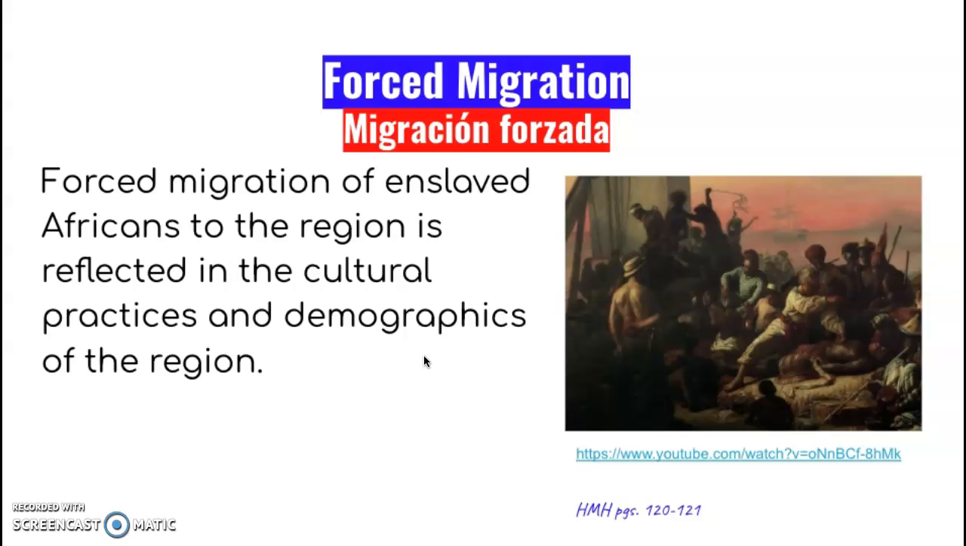Okay, I've included a YouTube video here that you may watch. We will also go more into the term of forced migration when we look at the vocabulary words. But I also wanted to mention once again what the term forced migration means and the two groups of people that were directly affected by the settlement of the New World.